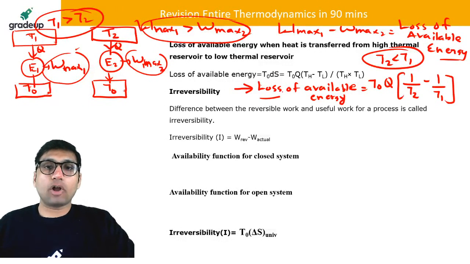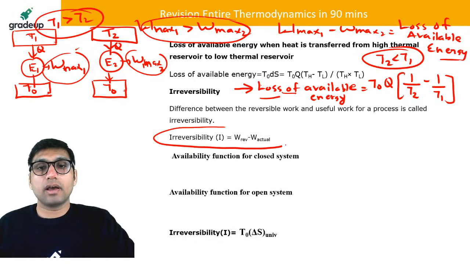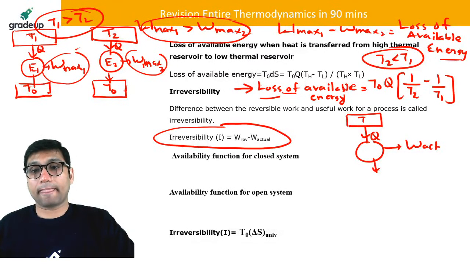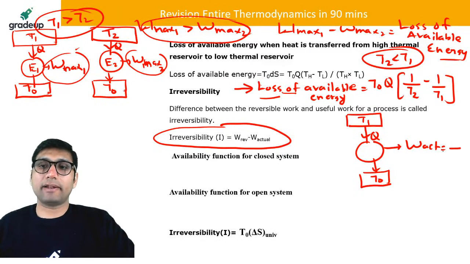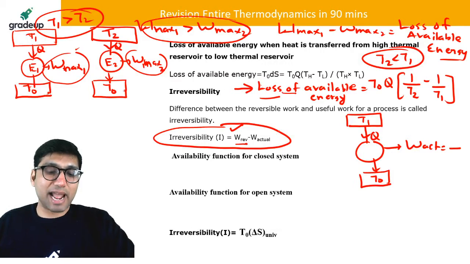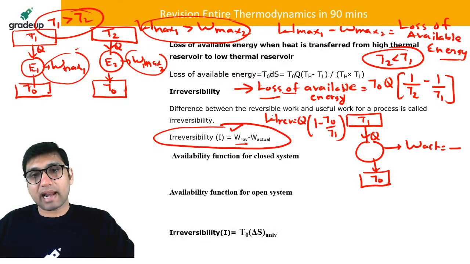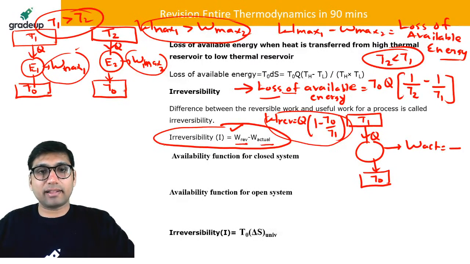One more formula for finding the loss of available energy and irreversibility is this. Sometimes for the heat engine it might be possible they can give you some work, actual work of the engine can be given, and they can ask you to find the irreversibility. Let us say this is T1, this is T0. Actual work of the engine is given. In that condition, irreversibility is equal to reversible work minus actual work. Maximum reversible work is Q times of 1 minus T naught by T1. And if we subtract from this reversible work this actual work, you will be getting the irreversibility.